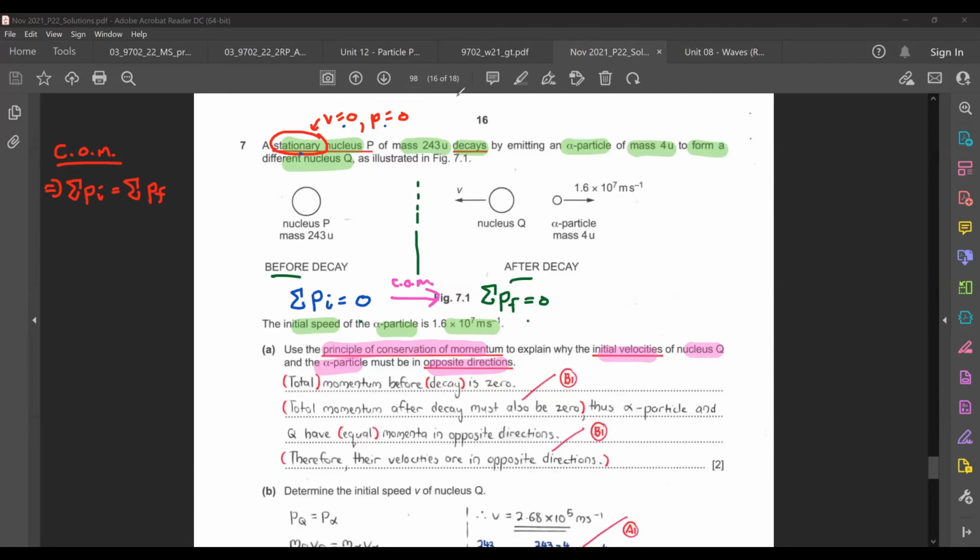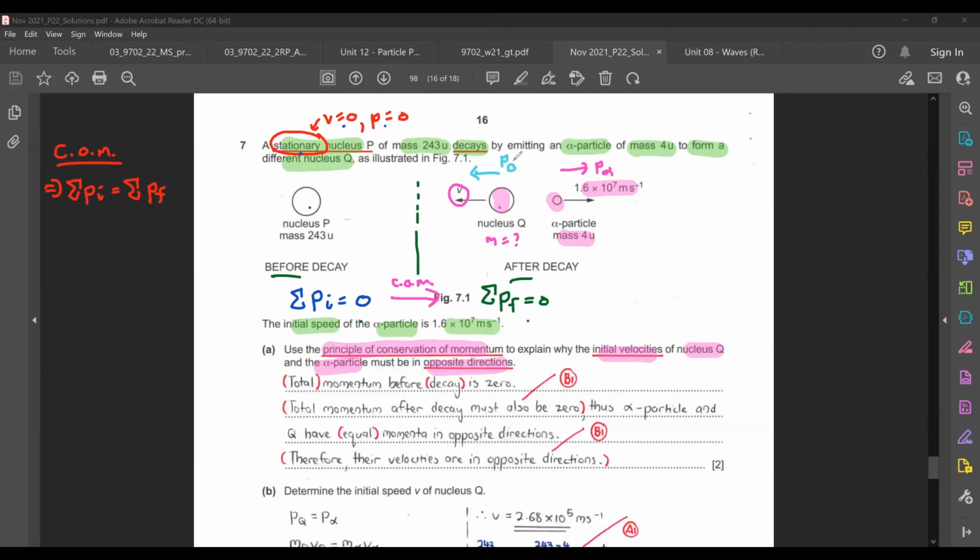But then you notice that right now, after your decay, P actually split up into two different things. You have nucleus Q and you have your alpha particle. This alpha particle has a certain speed and a certain mass. It therefore has momentum going in this direction. Your nucleus Q also has a certain mass. It now also has a certain speed. Its momentum is in this direction.